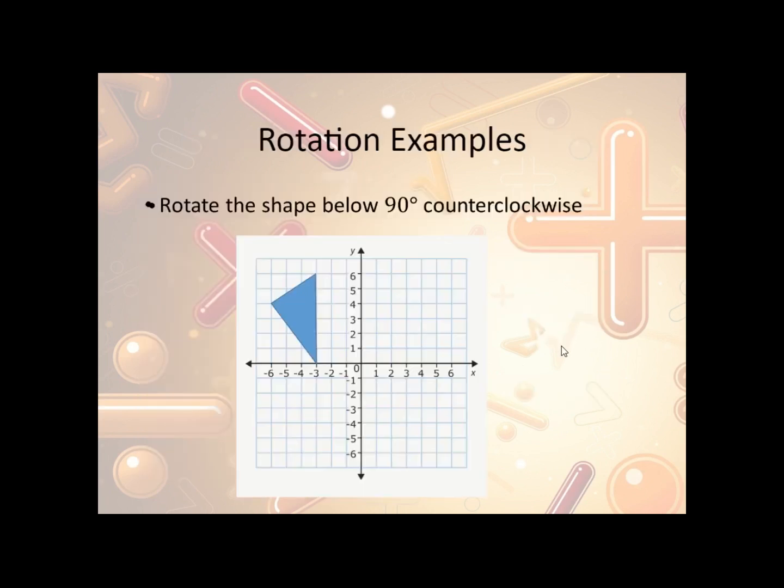So let's look at an example. So we're going to rotate 90 degrees counterclockwise. So again, write out your coordinates. So there's my coordinates, negative 3, 6, negative 6, 4, and negative 3, 0.